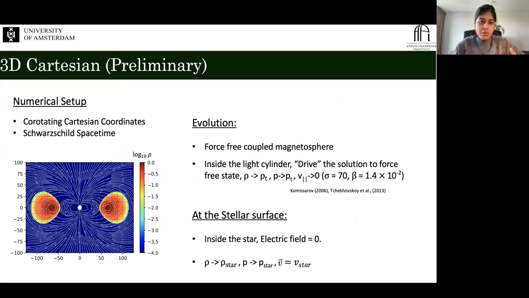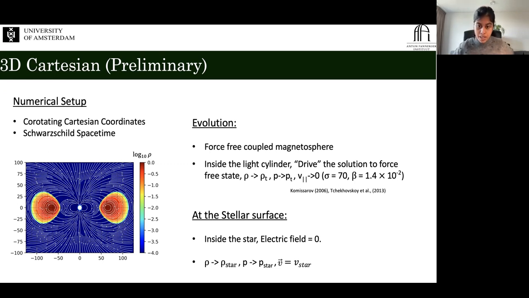We do our simulations in co-rotating Cartesian coordinates in spatial spacetime. Co-rotating Cartesian coordinates basically mean that the whole grid is moving with the star. Here again, we have a coupled force-free magnetosphere. We still drive the solution to some target pressure, density and parallel velocity values. But now the sigma is a bit lower because it's really hard to keep these systems without explosions at this high magnetization. So we go with a sigma of 70 and a plasma beta of 1.4 times 10 to the minus 2.